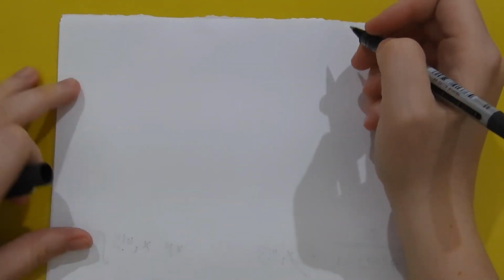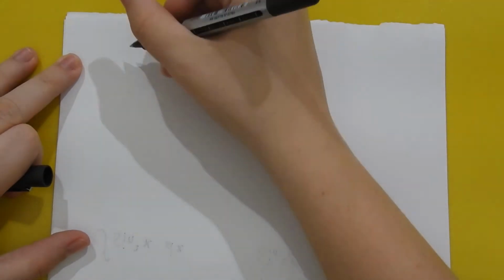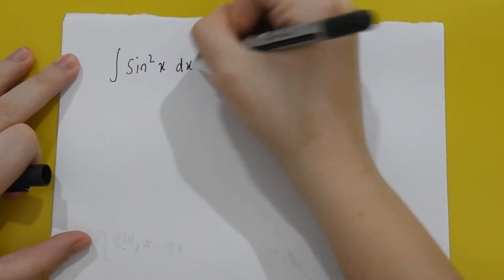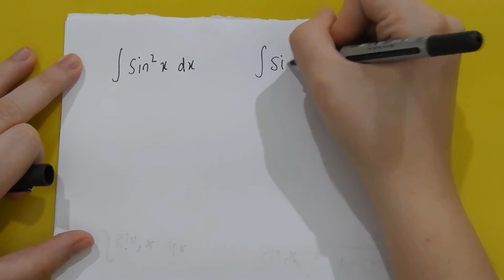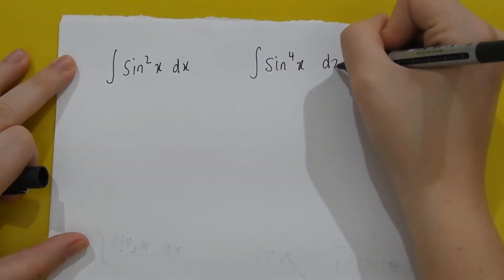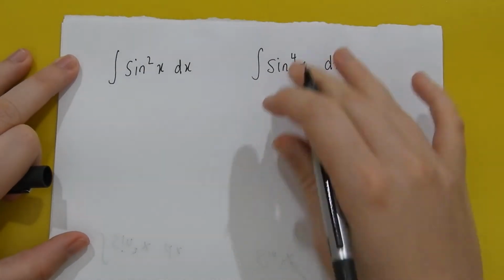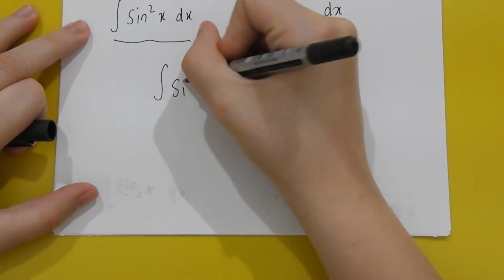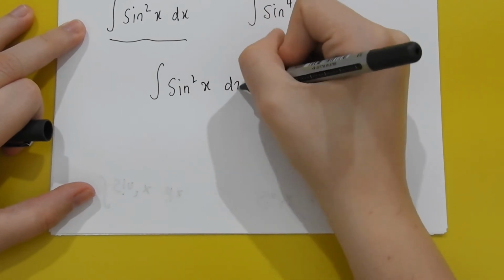Okay, we're going to be integrating two trigonometric functions today. So first we're going to integrate sine squared x dx, and then we're going to integrate sine 4x dx. So first let's do the easier one, the sine squared. So integration of sine squared x dx.